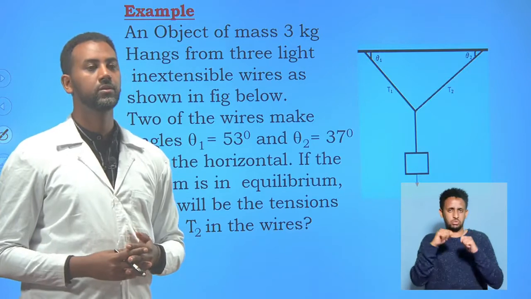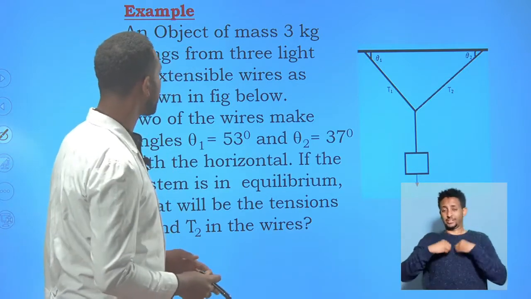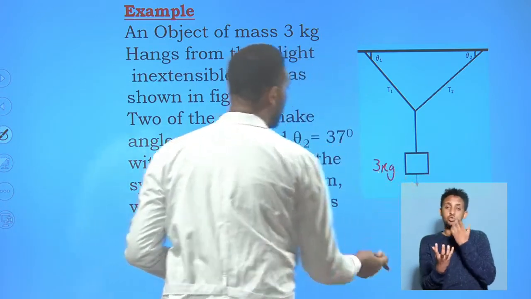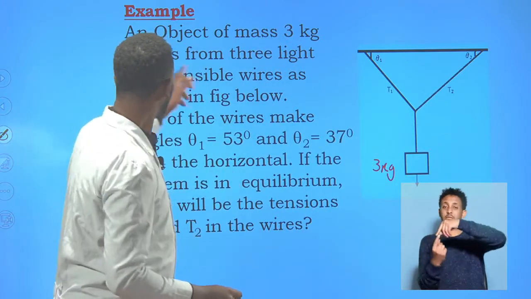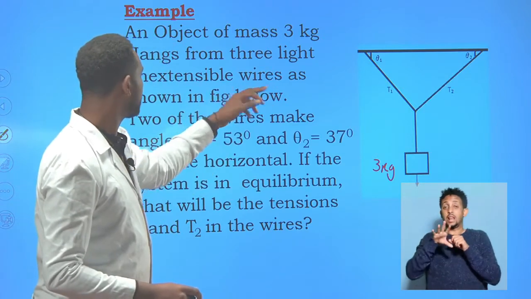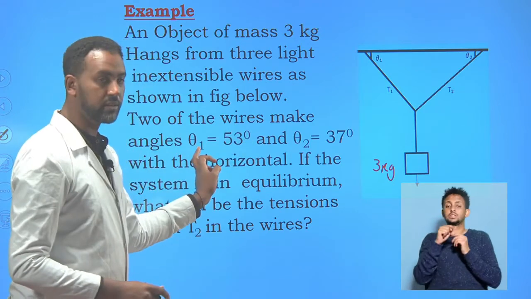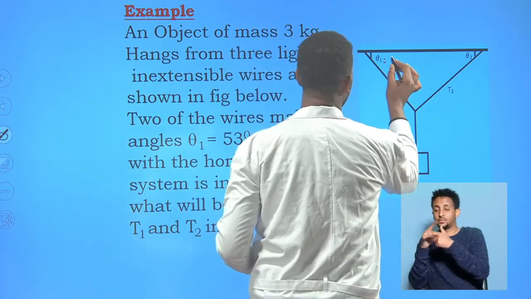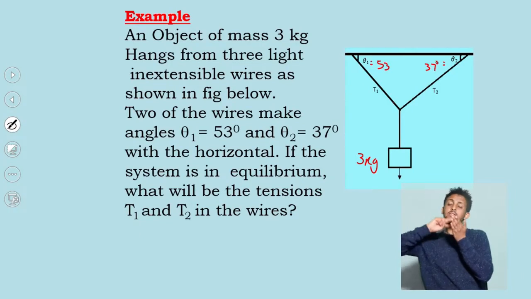Now let's try to see examples. Here you have an object of mass 3 kilogram, and it's attached with cords or strings as shown here. It hangs from 3 light inextensible wires as shown in the figure below. Two of the wires make an angle theta 1 of 53 degrees and theta 2 of 37 degrees. Here theta 1 is 53 degrees and theta 2 is 37 degrees, meaning this is 90 degrees, okay?